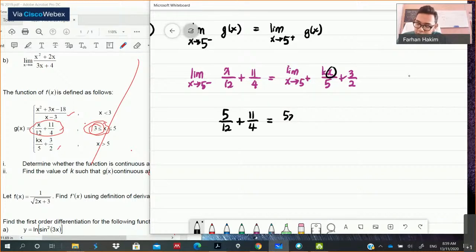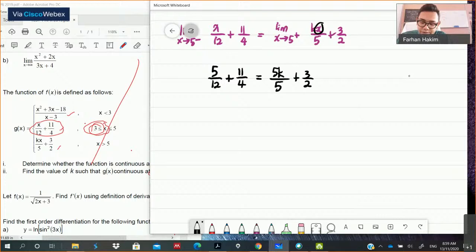So we still have that k, so we have 5k over 5 plus 3 over 2. All right, so I'm going to calculate the one at the left side first. So I'll have something like 5 over 12 plus 11 over 4. This is actually 19 over 6, right? So 19 over 6. This is actually k plus 3 over 2.